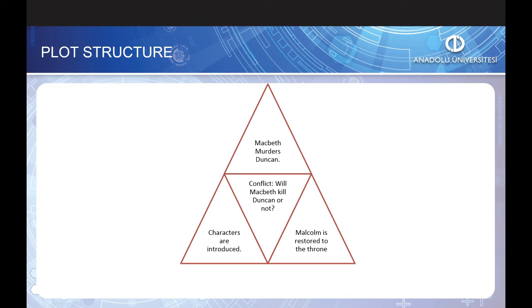And finally, when we come to the plot structure, the play has a triangular plot structure. At the beginning, the characters are introduced. We learn what kind of character Macbeth is and how brave he is, and it is also signaled that he is going to change. We also learn that Lady Macbeth is a very ambitious woman and she will have a powerful influence on Macbeth. We also learn that Duncan is a rightful king.